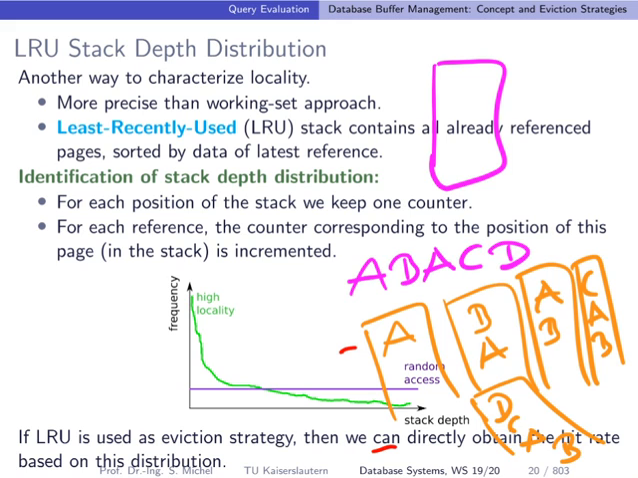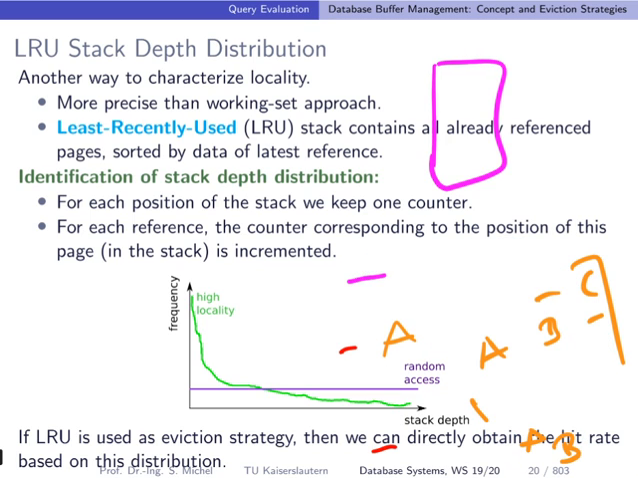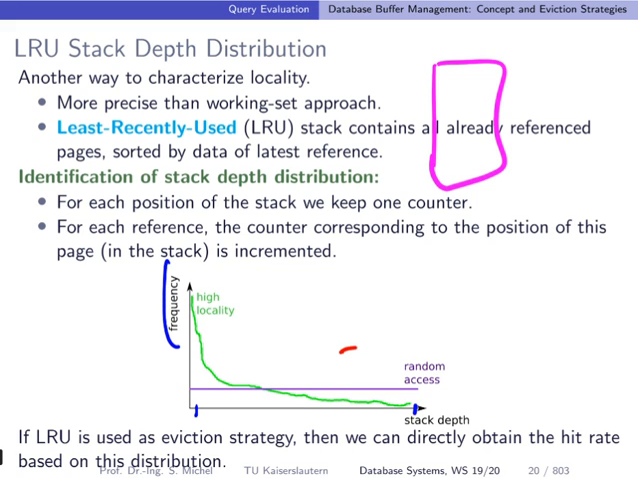So if you look at the illustration here, on the x-axis we see the stack depth, so the position inside the stack. This is the top position and this is the bottom position. And here we're recording the frequency of accesses to the individual positions of the stack.